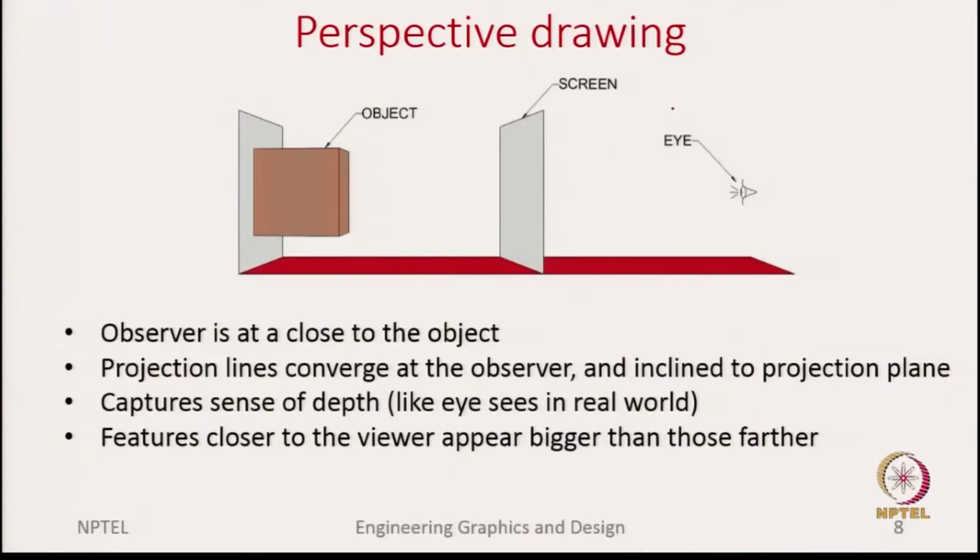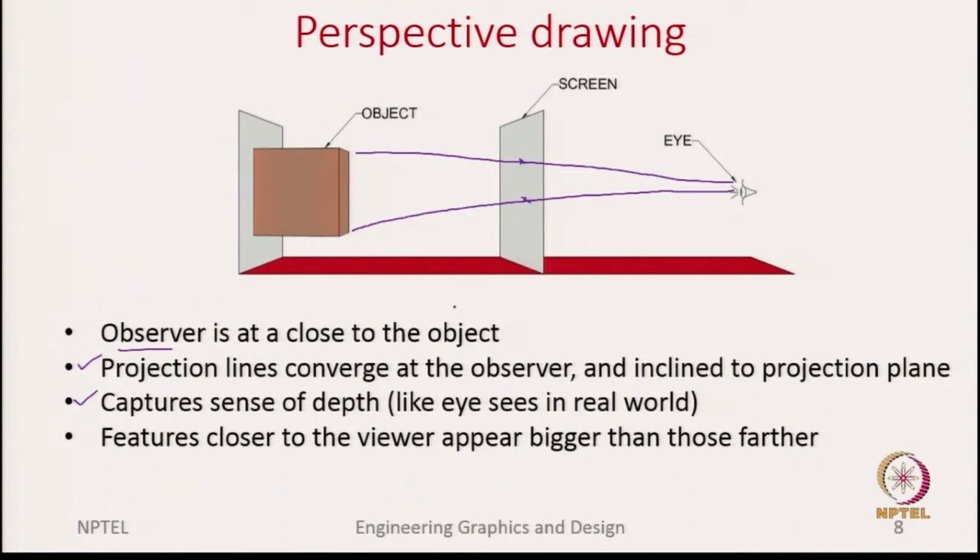Okay. So, now let us look at a few more details. We already mentioned that the observer is close to the object. When the observer is close to the object, the projection lines converge to a single point. That is exactly what the second point is saying, that the projection lines converge at the observer and are inclined to the projection plane. So, when these projection lines come, they intersect the projection plane not at 90 degrees, but at other than 90 degrees. So, it captures the sense of depth.